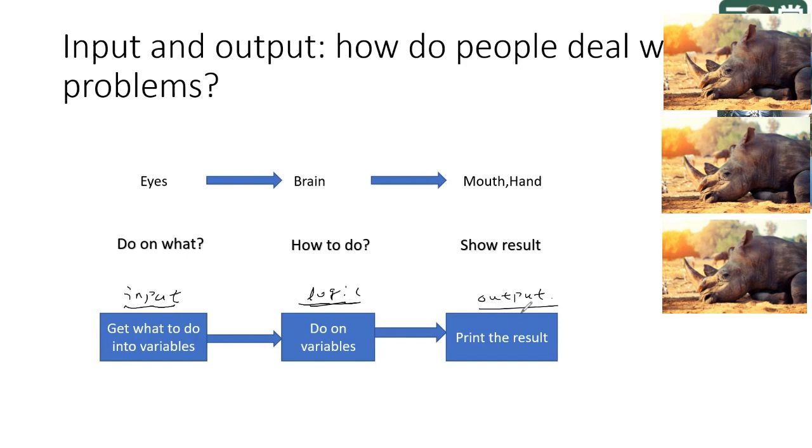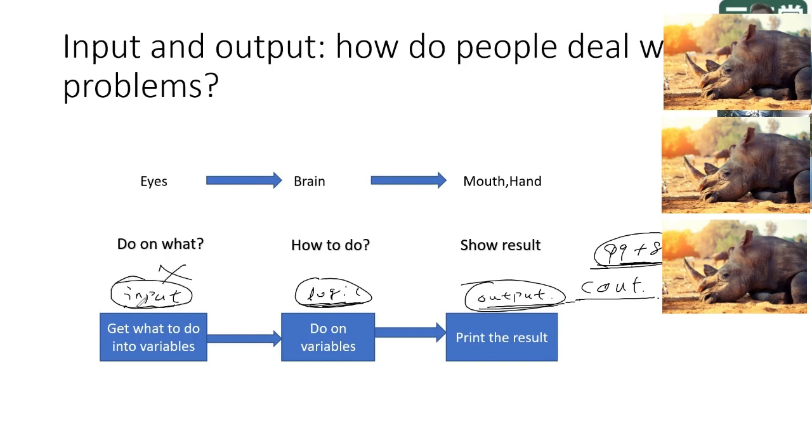In the prior program, we only had output, right? We use cout to show some result. But in the prior program, there is no input. We can only show maybe 99 and 8. We wrote it so that we can only show this result, right? Because we only have output. Now we need input.